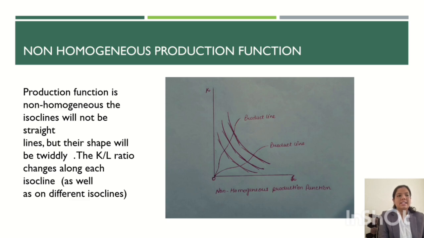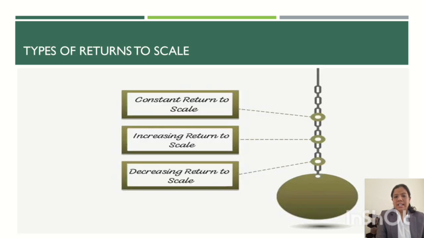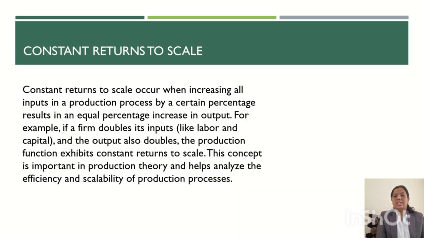So our next slide is types of returns to scale. There are three types of returns to scale: constant returns to scale, increasing returns to scale, and decreasing returns to scale. In the coming slides we will briefly study these types of returns to scale.